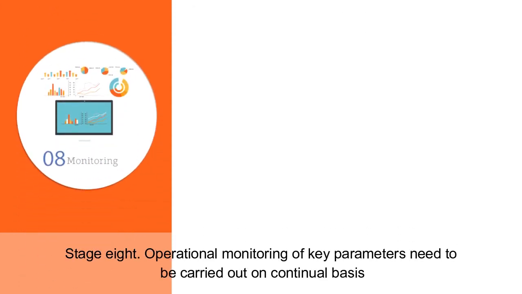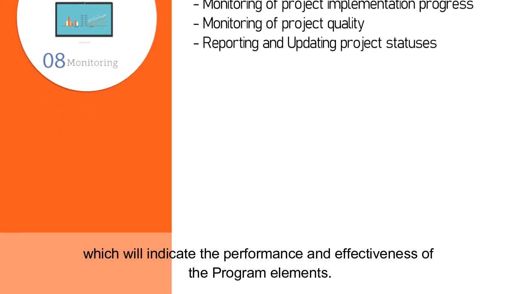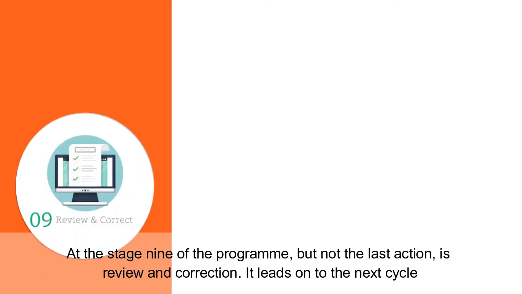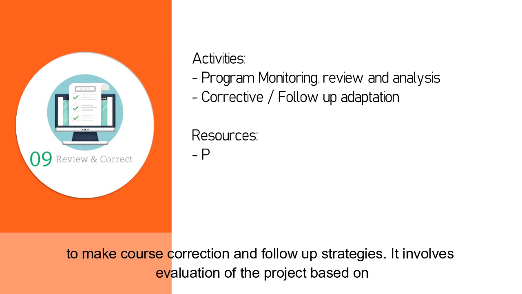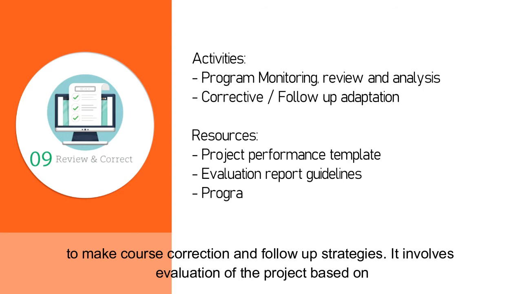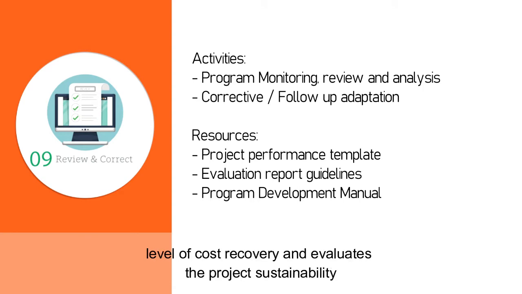Stage 8. Operational monitoring of key parameters needs to be carried out on a continual basis, which will indicate the performance and effectiveness of the program elements. At stage 9 of the program, but not the last action, is review and correction. It leads on to the next cycle to make course correction and follow-up strategies. It involves evaluation of the project based on the status and operational and maintenance, technical and environmental performance, customer satisfaction surveys, level of cost recovery, and evaluates the project's sustainability.